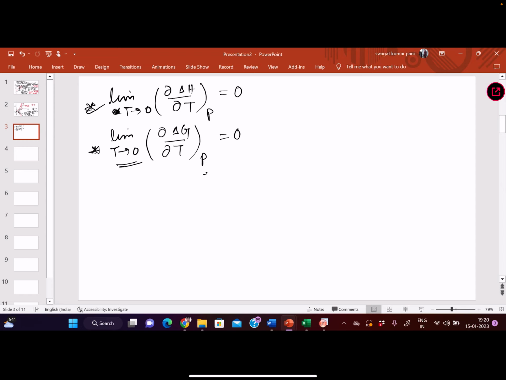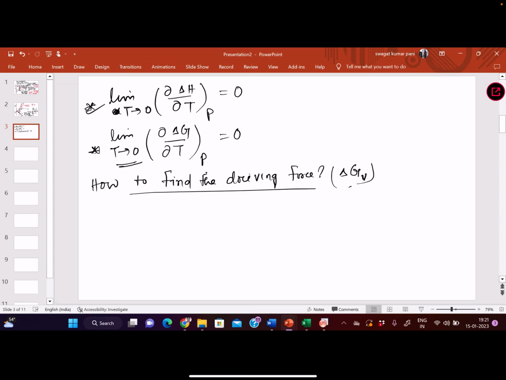So now how to find the driving force? It's basically delta G V. Suppose we consider first a single component system. Like liquid solid.